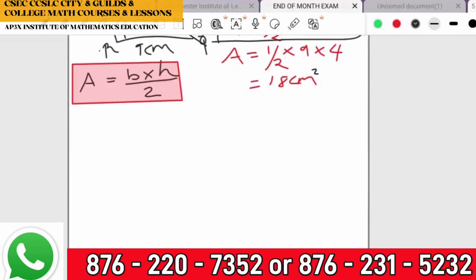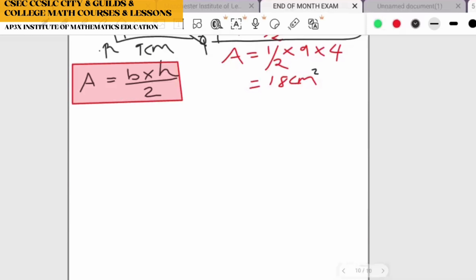Question: what kind of triangle is this? Is it a scalene triangle? Is it an isosceles triangle? Is it an equilateral triangle? Is it a right triangle? What triangle? Right. It's a right triangle? Yes, sir. You think so? How do you know?